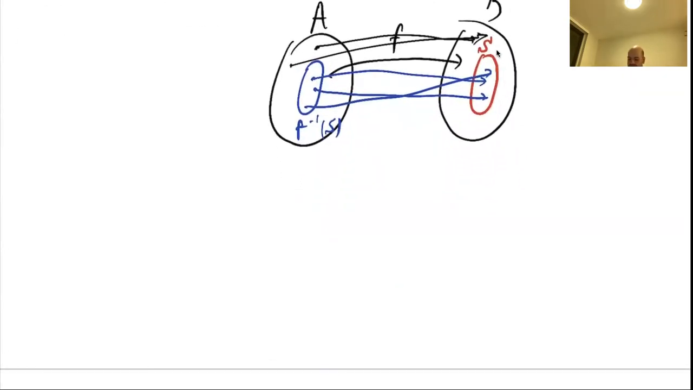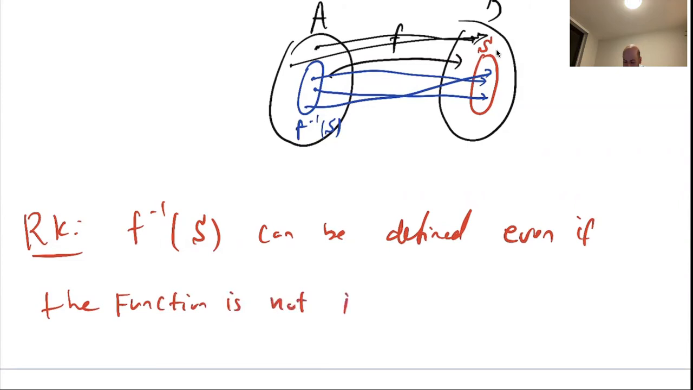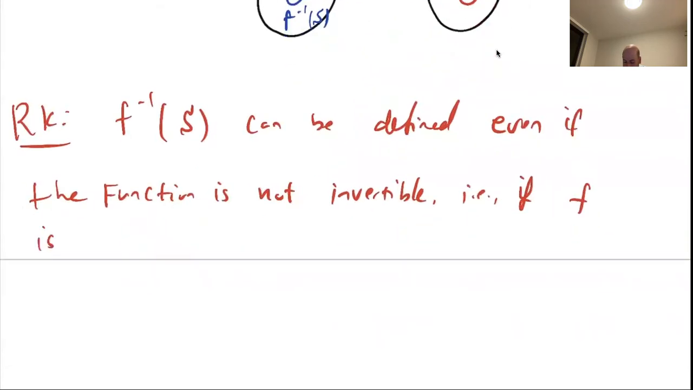So let me mention here, as an important remark, f inverse of S can be defined even if the function is not invertible, i.e. if f is not one-to-one.